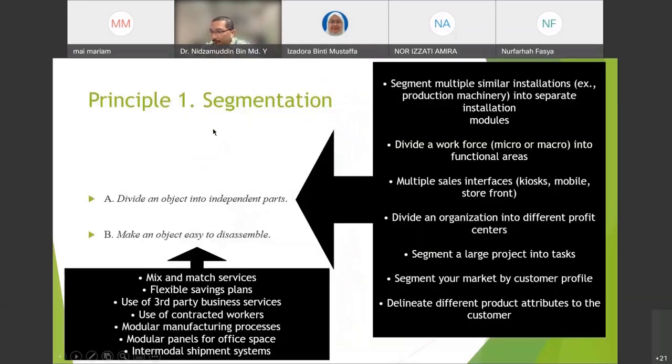For example, principle 1, segmentation: divide an object into independent parts. It sounds like a product, sounds technical, but we can actually use the same principle in business or management. For example, segment multiple similar installations into separate installation modules, or divide a workforce, micro or macro, into functional areas, or multiple sales interfaces like kiosks, mobile, storefront. Divide an organization into different profit centers. Segment a large project into tasks. Segment your market by customer profile. Delineate different product attributes to customers. So you use this principle in the management area.